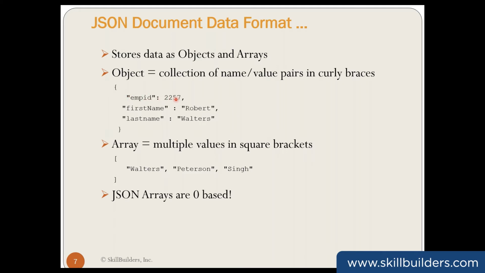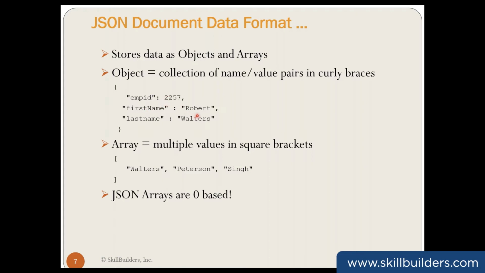Remember I said that an interchange type language is going to provide data, but also what does the data represent? 2257 represents the employee ID. Robert represents first name, and so on. Okay, so this is an object, but it's enclosed in curly braces. That's the syntax. Each element in the object is separated by commas. There's two parts to an object: the name, which is in double quotes, a colon, and the data, comma, and then the next element that's in that object, and so on.